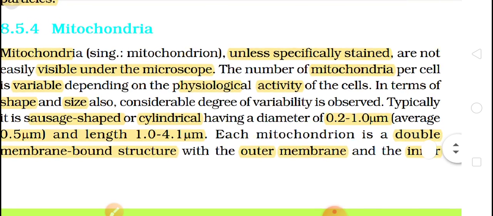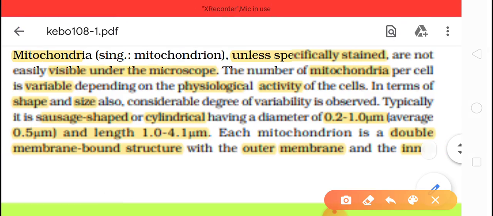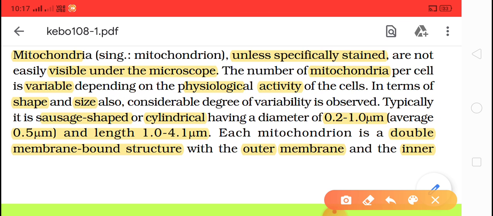Mitochondria, children, are not easily visible under a microscope. If we do not stain the mitochondria, we cannot see them under the microscope. But if we stain the mitochondria with a dye, then they can be easily seen under the microscope.